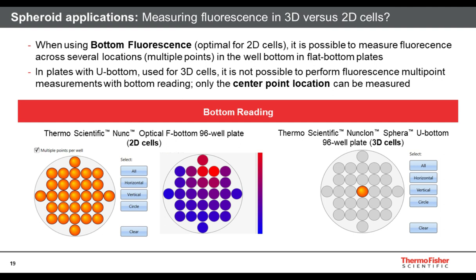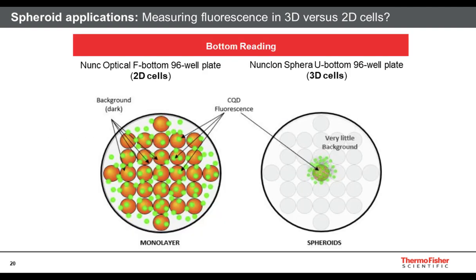However, if you choose to utilize this kind of multi-point measurement for bottom fluorescent readouts in 2D cells, you have to be aware that such measurements are not possible to perform with 3D cells. If you are using a scaffold-free system like the one we are utilizing, the spheroid microplates have a U-shaped bottom, and in those cases it's not really possible to have an even illumination of the well bottom. So only the center point location can be measured. That can result in very different signals, so it would be recommendable in that case to compare only the bottom center points in both 2D versus 3D.